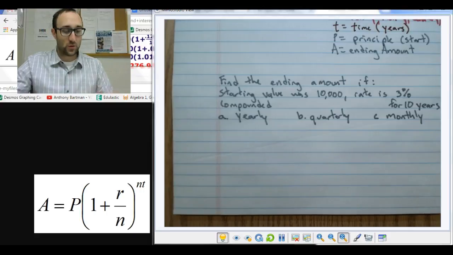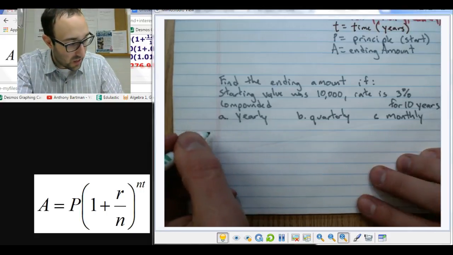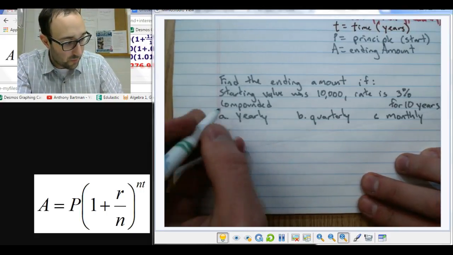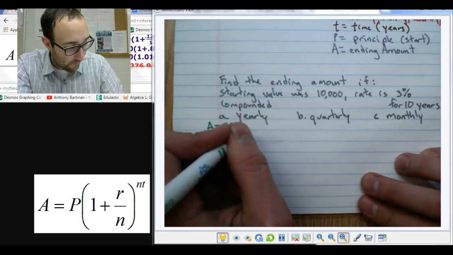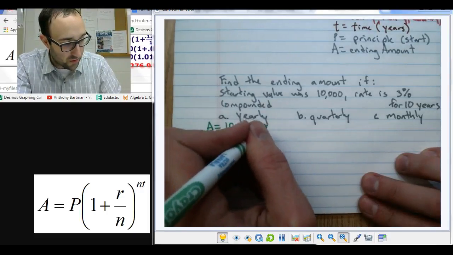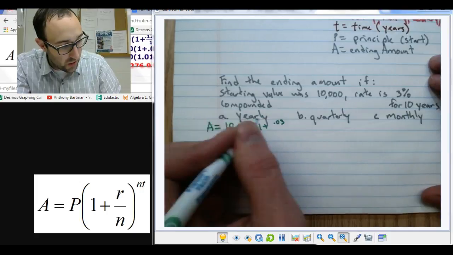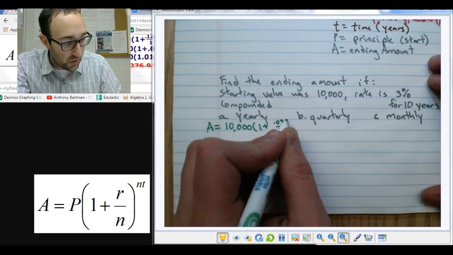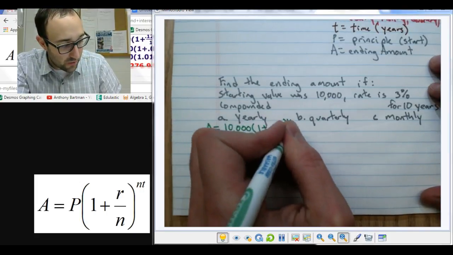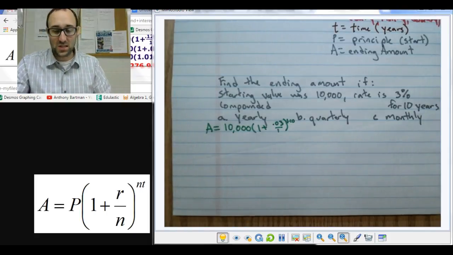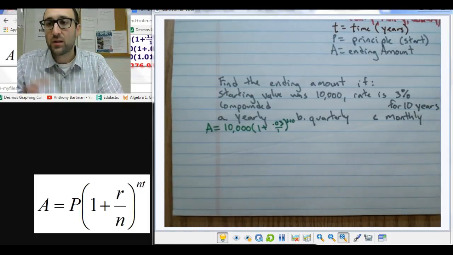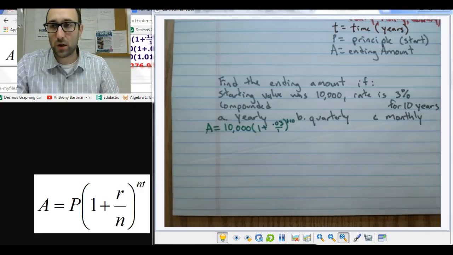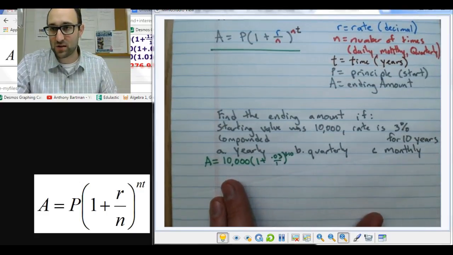So the first thing we're going to do is compound yearly. We're going to say A equals P, which is 10,000, times 1 plus the rate, which is 0.03, yearly is going to be over 1, and it's going to be for 10 years, so 1 times 10. Do I really have to put those ones in there? No, I don't. But just so you know, that's where all those numbers are coming from. All right, so if I just put this right here, that seems really good.